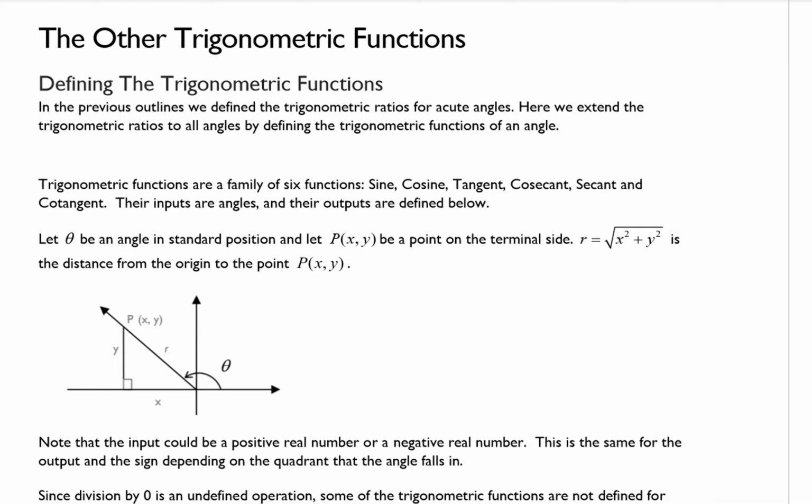Let theta be an angle in standard position, and let P be the point with coordinates x, y, a point on the terminal side. Lowercase r is equal to the square root of x squared plus y squared, and that is the distance from the origin to the point P with coordinates x, y. We can see a picture here down below where we have an angle theta, and the terminal side of theta is in quadrant 2.